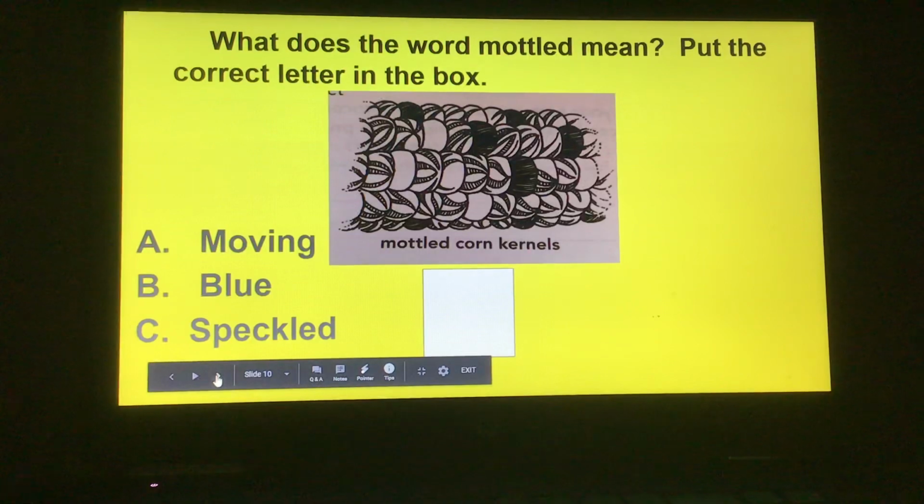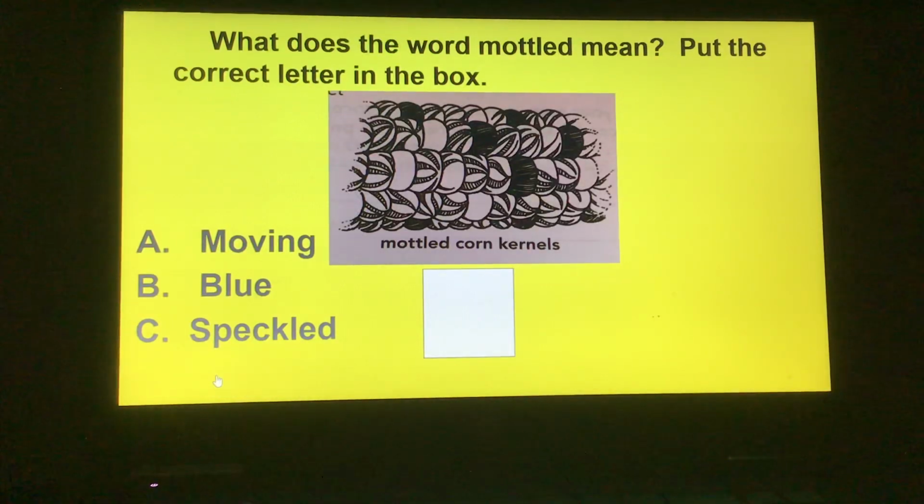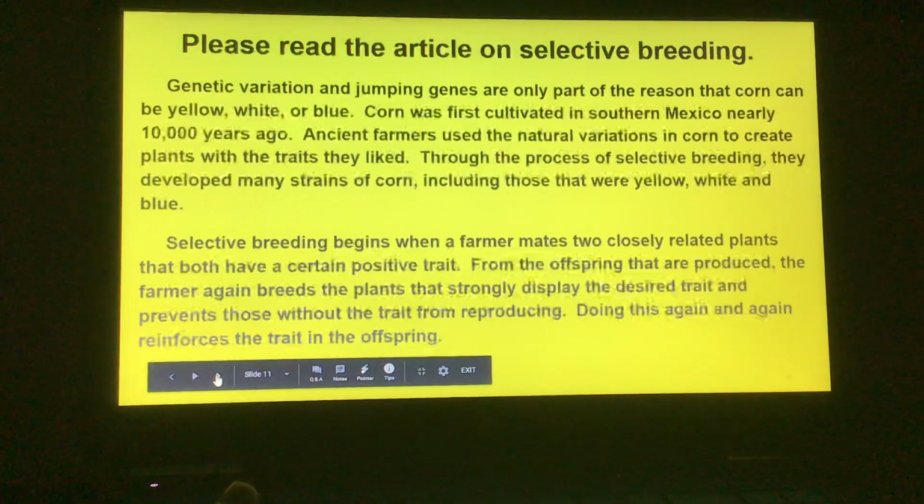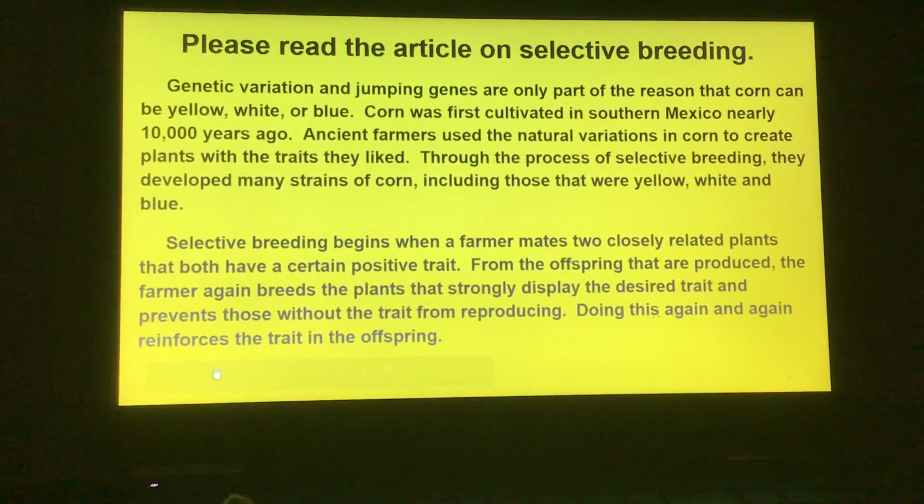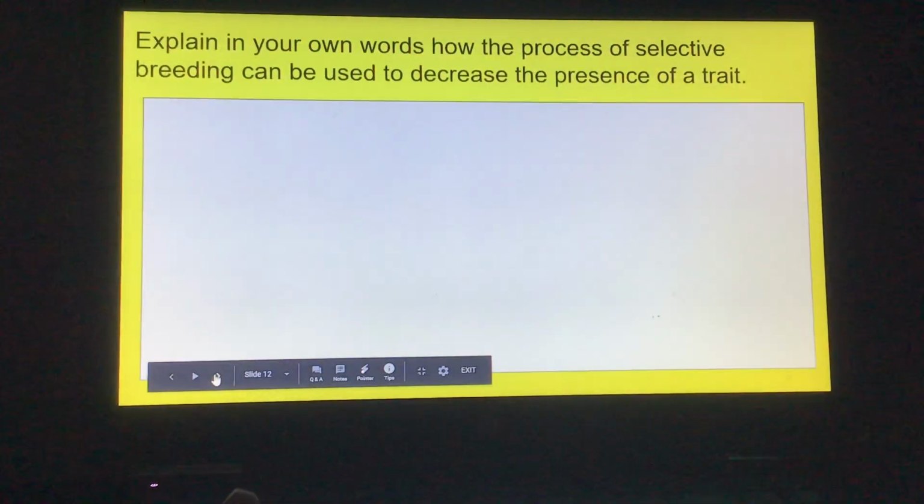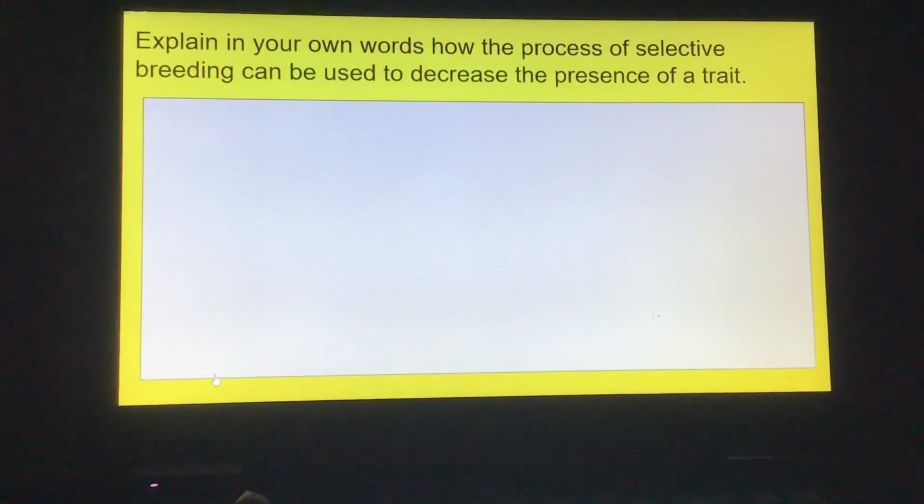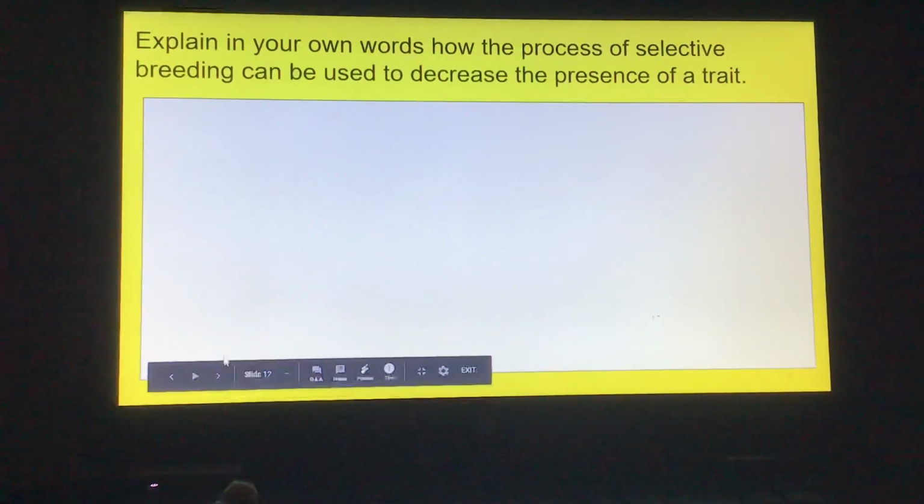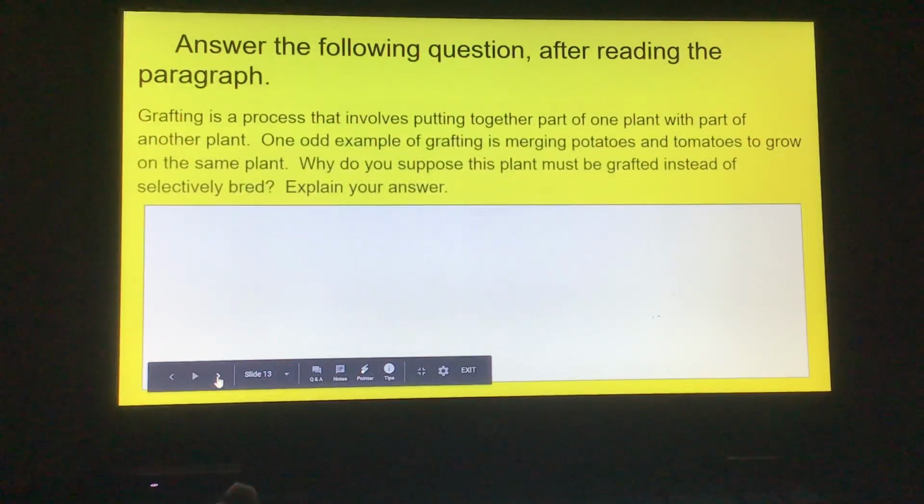Okay, what does the word malted mean? Put the correct letter in the box. You're going to read this article or section, 2 paragraphs, and then you're going to explain in your own words how the process of selective breeding can be used to decrease the presence of a trait. And answer the following question after reading the paragraph.